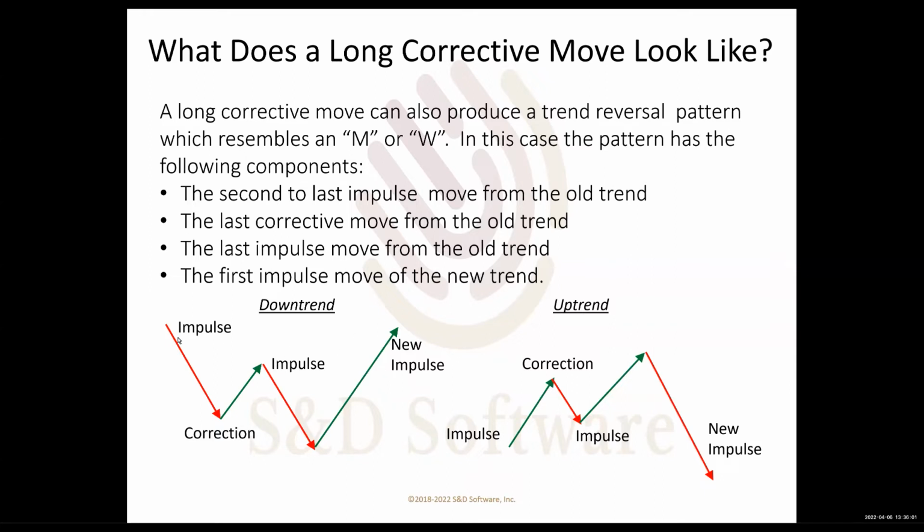Now this kind of looks like a W also, but the characteristic here is that the right leg tends to give you a lower low than the left leg.